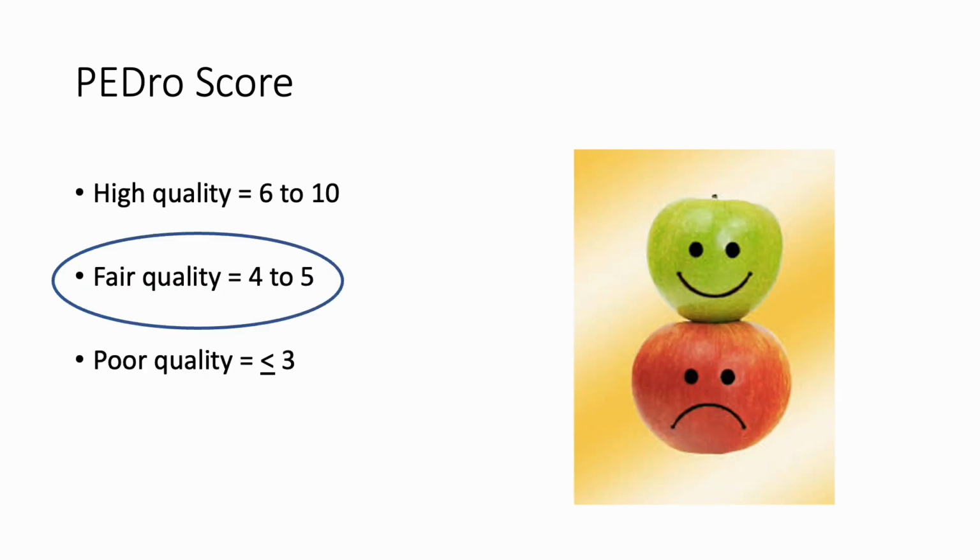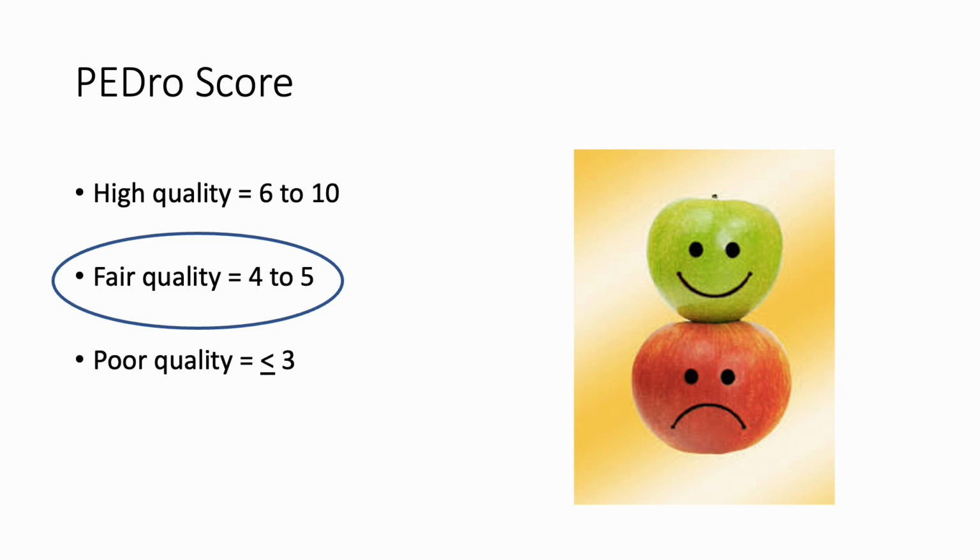A PEDro score of 4 out of 10 would put this article in the fair range. Less than or equal to 3 is poor. Greater than or equal to 6 is high quality. So this is considered a fair quality article. And it doesn't mean that because it's not high, we have to discount all of the findings in the study. We just have to interpret the results with caution because there were some threats to study validity.